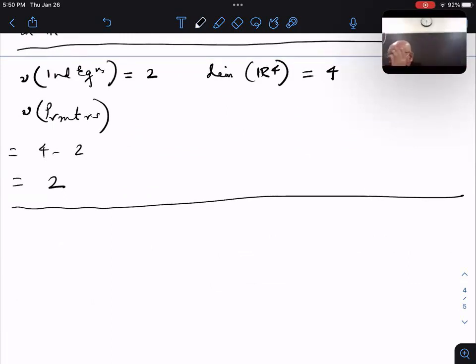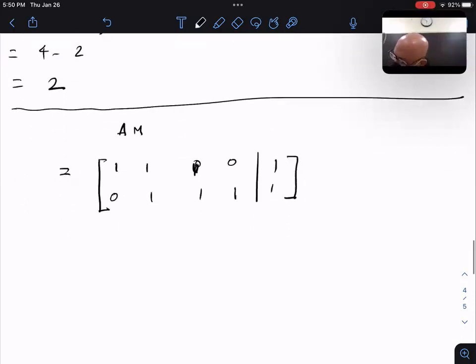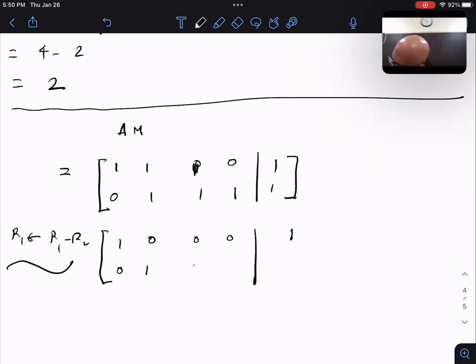Okay, so R2 sitting inside R4. How do we get that? Well, we do the same thing as before. The augmented matrix of the system is equal to 1, 1, 0, 0, 1, 1, 1, 0, and 0, 1, 1, 1, 1, 1, right? Row 1 replaced with row 1 minus row 2. So that gives me 1, 0, 0, 0, 1, and 0, 1, 1, 1, oh, 0. Is this 0?